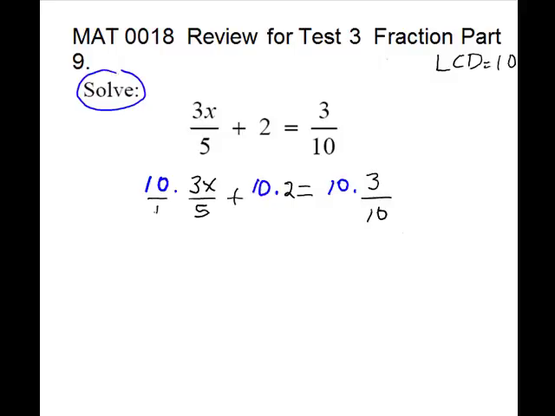This is really a 10 over 1. So my 5 will go into 10 2 times, 3x is 6x. My next piece, no denominators to cancel, so 10 times 2 is 20. Bring your equals down. On the other side, the 10s will cancel, leaves us a 3. Now you have a plain equation. That's the nice thing about these equations. You can make the fractions go away.